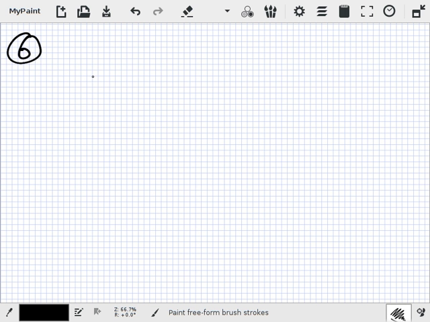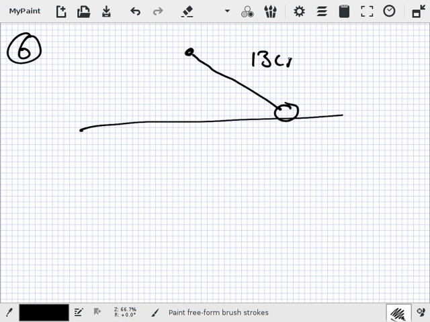Number 6. A boy swings a 2-kilogram ball resting on a table in a horizontal circle. He uses a 13 centimeter string. Okay, so this is kind of hard to picture, but there's a string and it's 13 centimeters, and this distance here is 12 centimeters, and it's being swung around on a table.